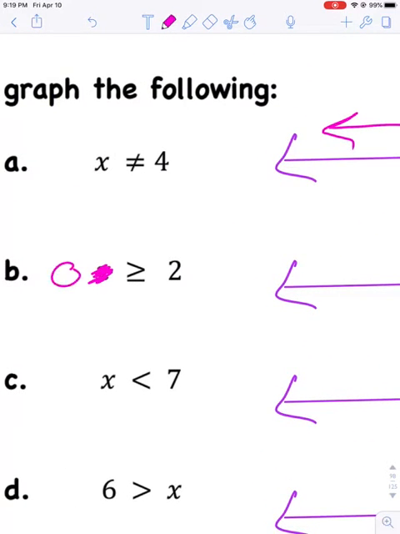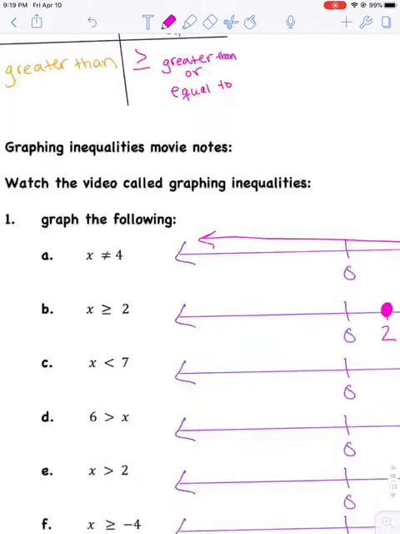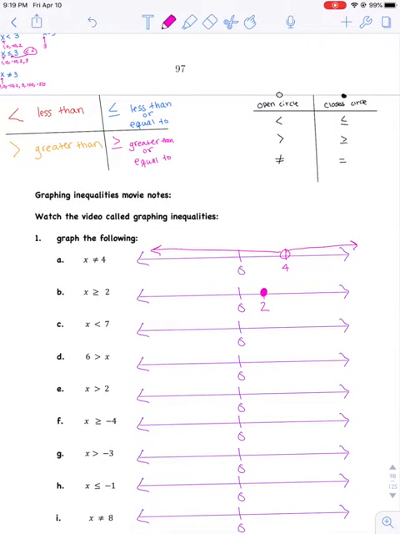If I put a 0 there, is that true? 0 is greater than or equal to 2. No, that's not true. So I don't think the numbers smaller than 2 will work. What if I test it out with a 5 instead, bigger than 2? 5 is greater than or equal to 2. Yes, that does work. So I want the arrow pointing in the direction of where the 5 is. These are all the numbers that are greater than or equal to 2.